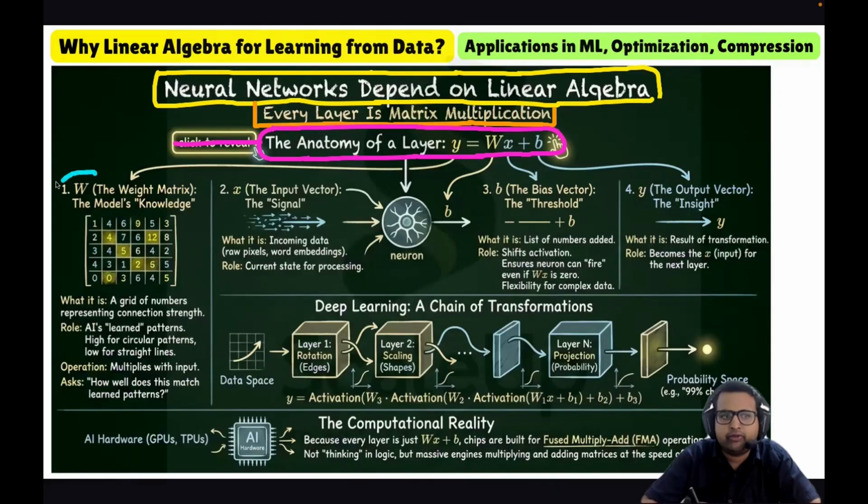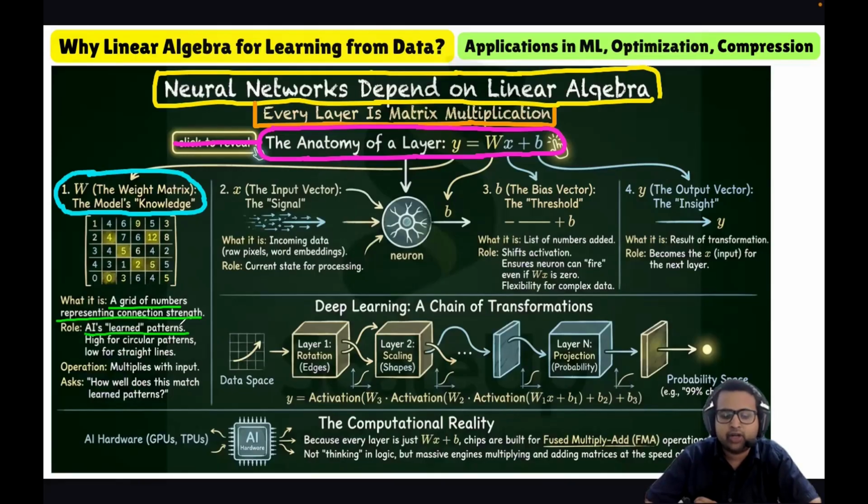The weight matrix is the model's knowledge. It is basically a grid of numbers representing the connection strengths. This weight matrix is the one which the AI learns. It represents the AI's learned patterns, the model's knowledge which the AI has learned. This is what the AI actually learns during training.